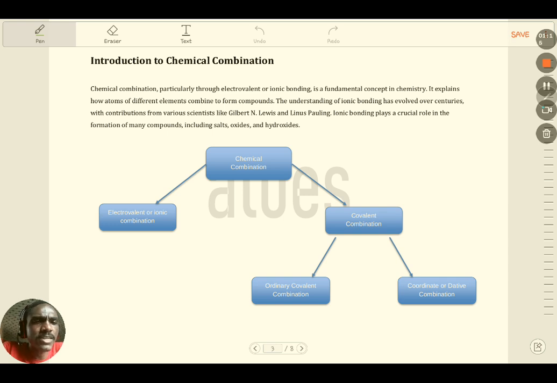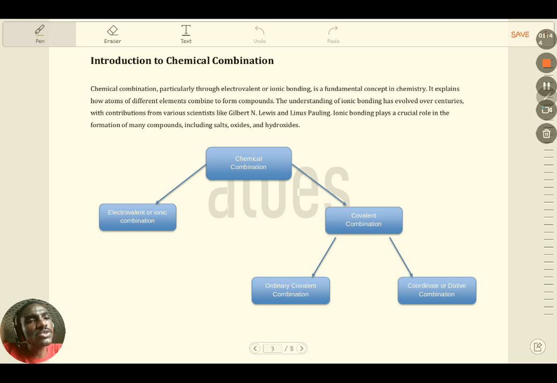For example, we use sodium chloride, that's for our salts. We use calcium oxide. We use calcium carbonate in the production of cement. We use water, which is H2O, of course. Water is a combination of oxygen and hydrogen. So many of the things we see in everyday life are a result of the bonding of one element or the other.